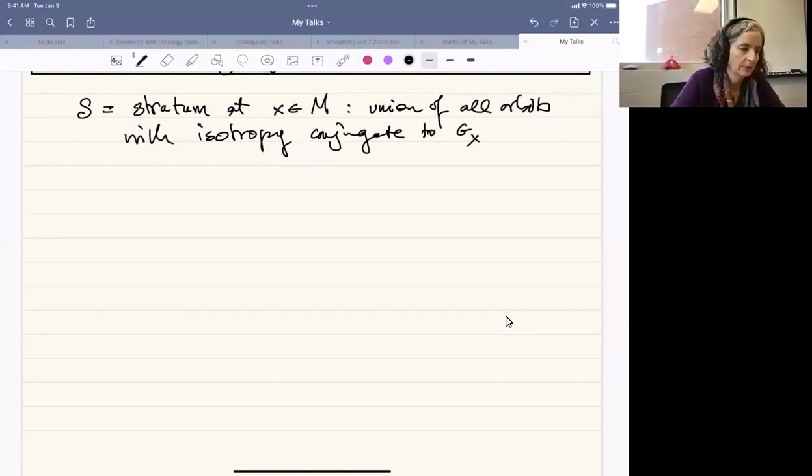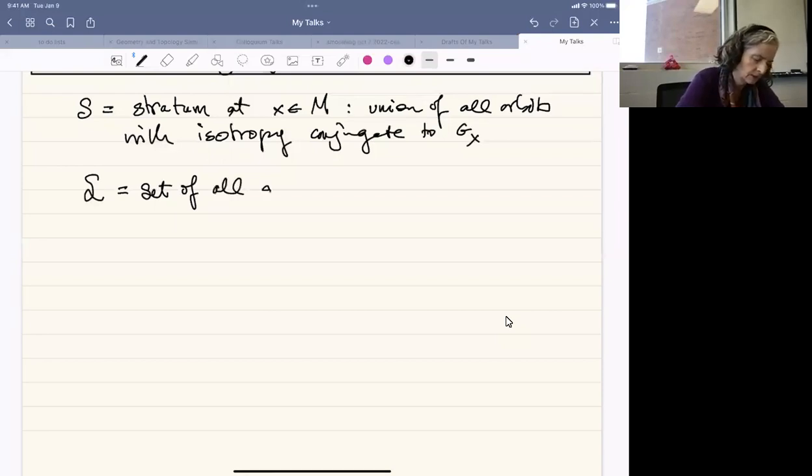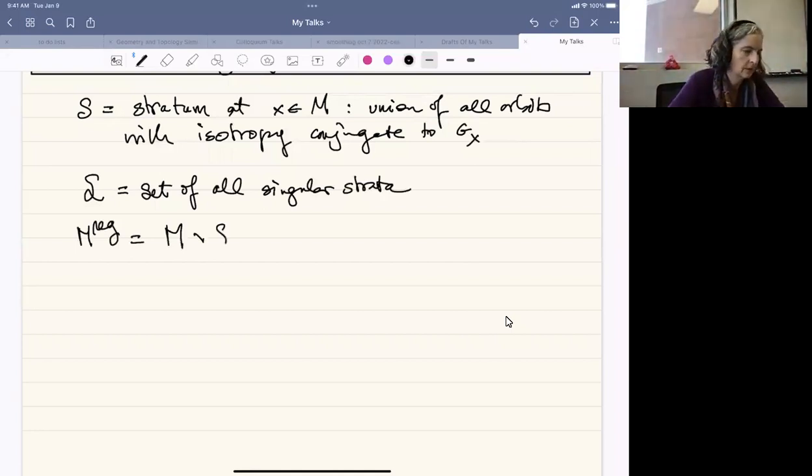Okay, the strata are partially ordered by inclusion. We're only dealing with singular strata. The stratification is going to be via principal orbits, those with principal isotropy, and then you can talk about all the singular strata. Here we don't have exceptional orbits, so we're just talking about singular strata. I'm going to denote with this curly S the set of all singular strata. And then I talk about M reg, and that's going to be the set of all principal orbits. So that's M minus all the singular strata.